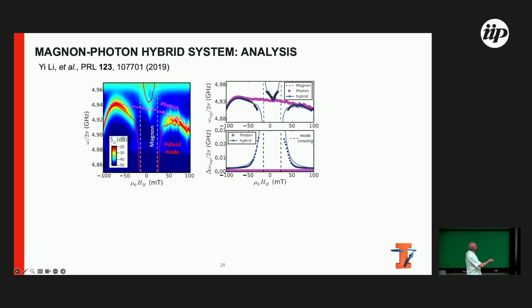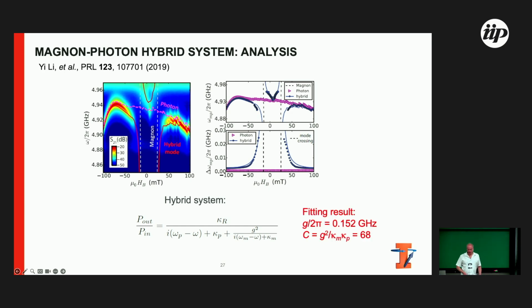The way we can analyze this is we can take the frequency as a function of magnetic field and also the line width of the modes as a function of magnetic field. Analyze this with this formula where we have the resonance frequency of the photon and the magnon system. We have the individual loss rates for the photons and the magnons. And we measure this, and so we can pull out the coupling. And so what we get is a coupling that's about 150 megahertz.